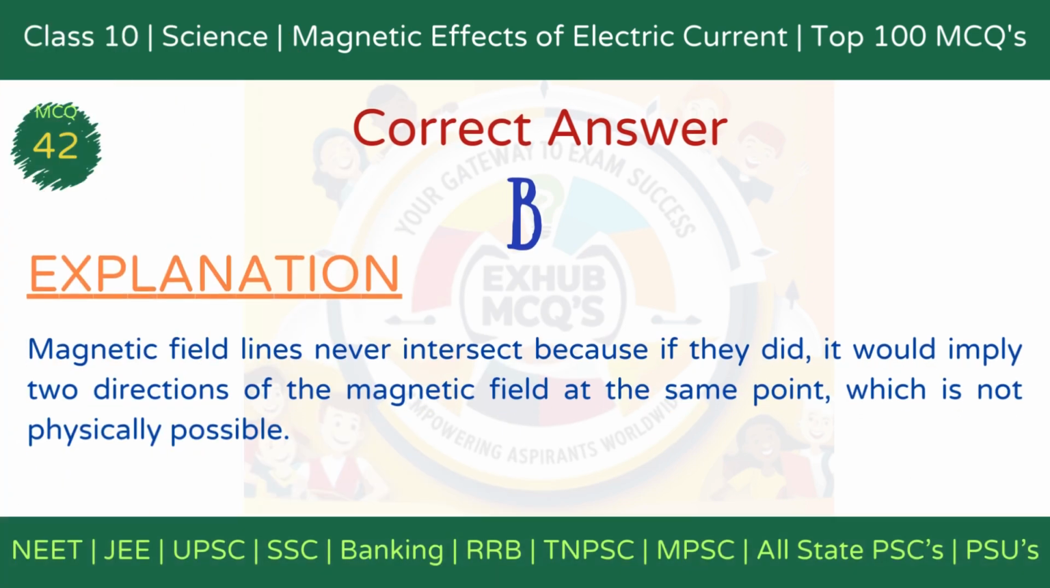The correct answer is option B, field direction is unique at a point. Explanation: magnetic field lines never intersect because it would mean the magnetic field has two directions at the same point, which is not physically possible. The field at any point has a unique direction.